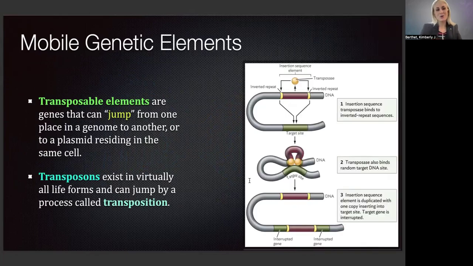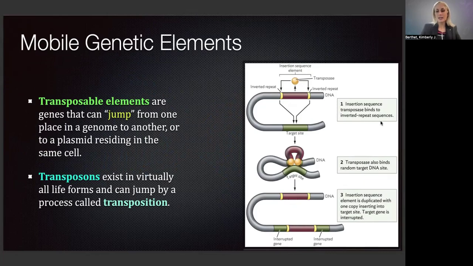Okay, this takes us to our last form of horizontal gene transfer. We're going to talk about transposable elements, or what we can call jumping genes. This is not only unique to prokaryotic cells, this also occurs with eukaryotic cells.